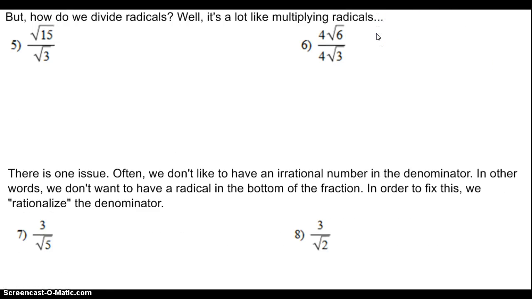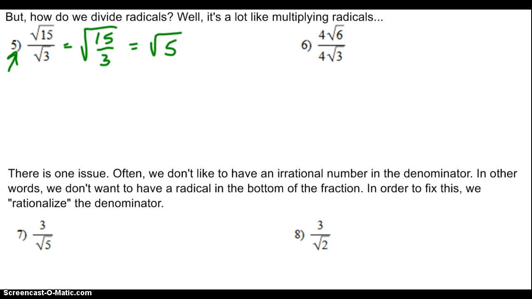If you look at question 5, we've got a square root of 15 divided by a square root of 3. Now we can actually divide the two numbers inside the square root. So we can do the square root of 15 over 3. Okay, so what's 15 divided by 3? Well, 15 divided by 3 is 5. So that's just the square root of 5. That's your answer, the square root of 5.